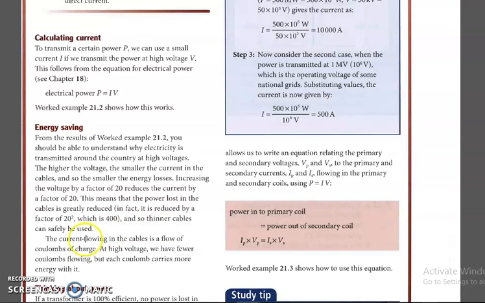Okay, so the current flowing in the cables is the flow of coulombs of charge. At high voltage, even if there are fewer coulombs flowing through it, each coulomb will have more energy. So here we can decrease the power loss by increasing the voltage and decreasing the current. As the current decreases, the power loss will decrease. If the current is decreased by a factor of 2, the power loss will be decreased by a factor of 4, because 2 square. Okay, this is how it is related.